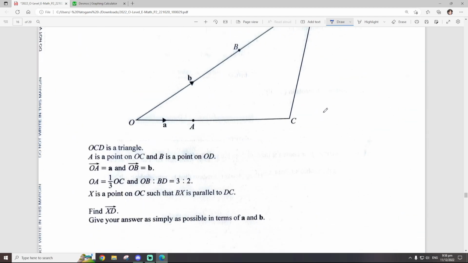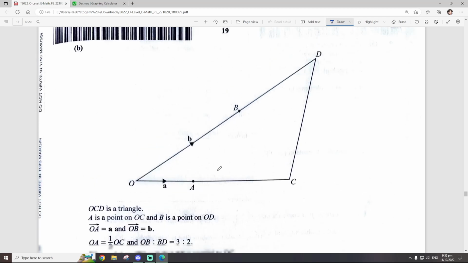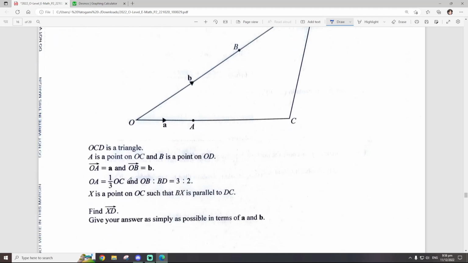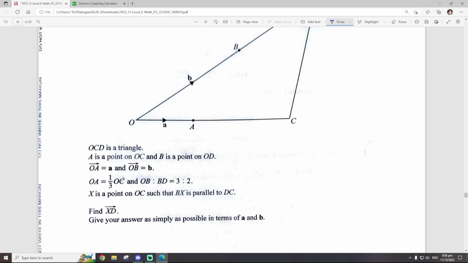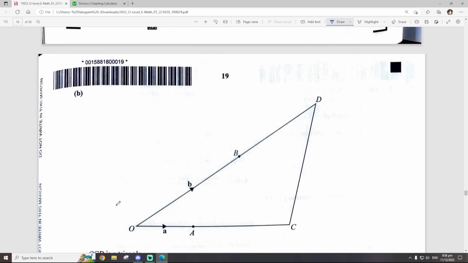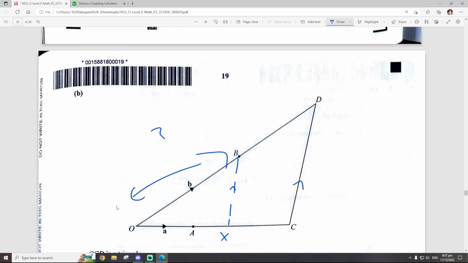Part B, we have this triangle. A is a point on OC, B is a point on OD. Okay, position vectors. OA is a third of OC, and OB to BD is 3:2. X is a point on OC, so that BX is parallel to DC. Find XD as a vector in terms of A and B. So let's say I have a parallel line here and call this X. So this is 3 and this is 2. So therefore this is 2/3 of B.